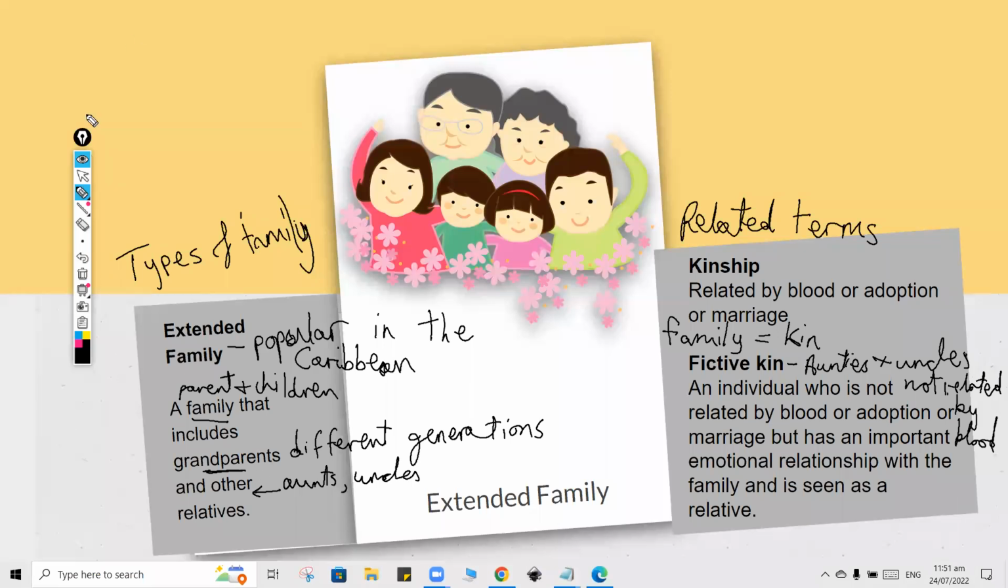All right, now I want to ask a question at this point to the class. Why do people form extended families? What are the factors that lead to an extended family being formed? So I'm going to mute myself and let you all respond in the chat. What are the causes of an extended family? Why do people choose to form extended families?